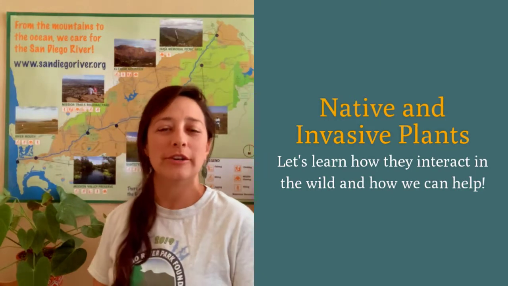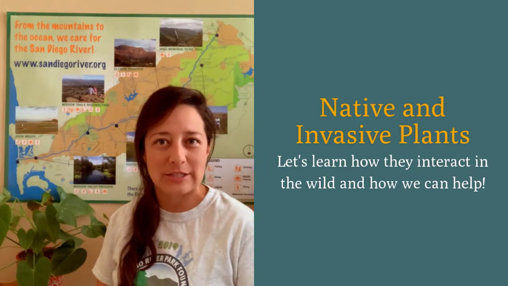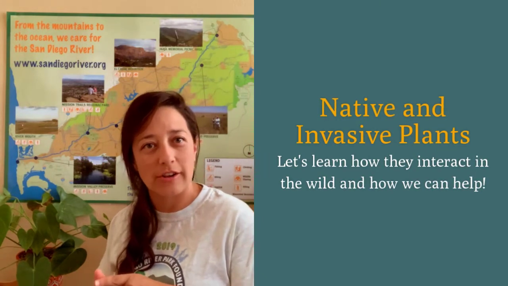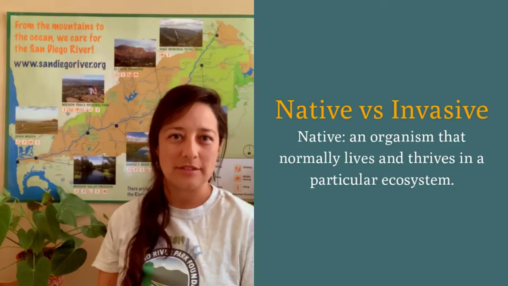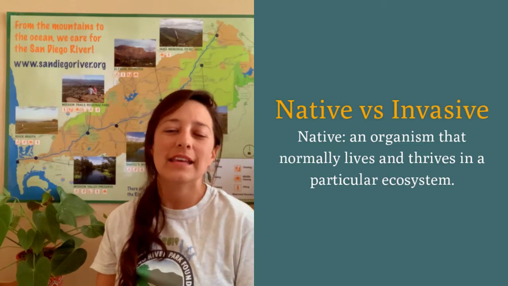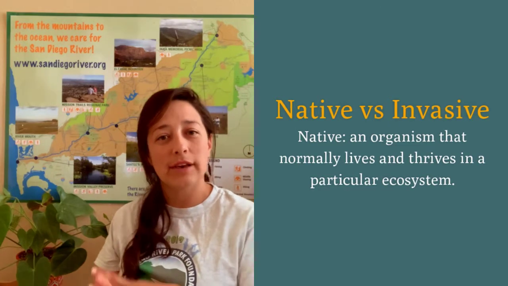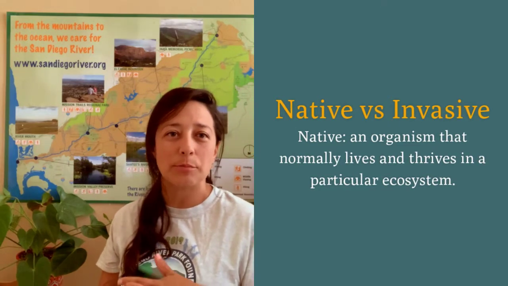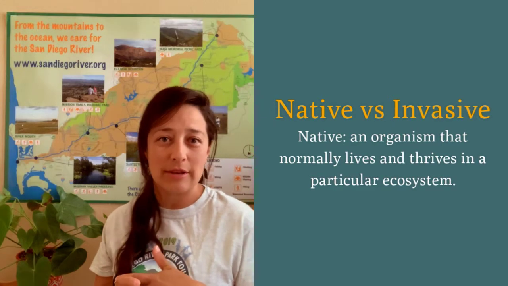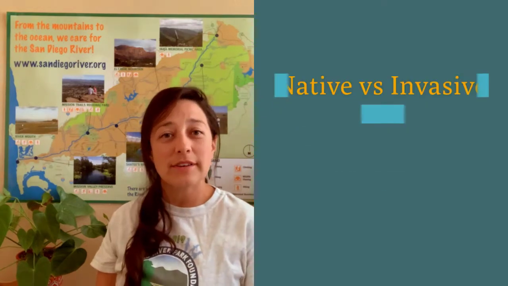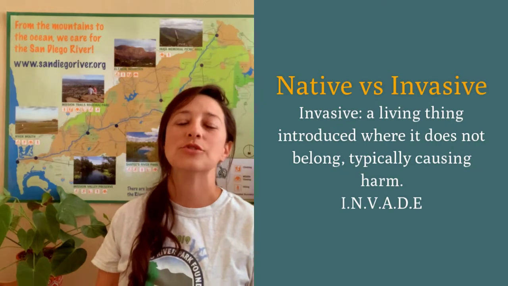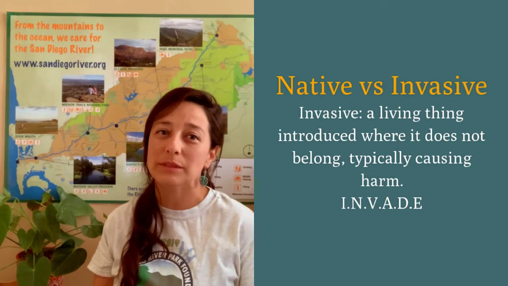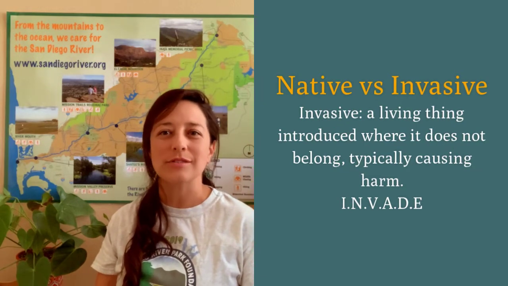Today we're going to be learning about native and invasive plant species and their relationship with each other in our habitats. First of all, what's a native species? What's an invasive one? A native species is a living organism that has developed and normally lives and thrives in a particular ecosystem. They can be affected by new species. An invasive species is a living thing that gets introduced to a new place that it does not normally belong to, which typically causes harm.